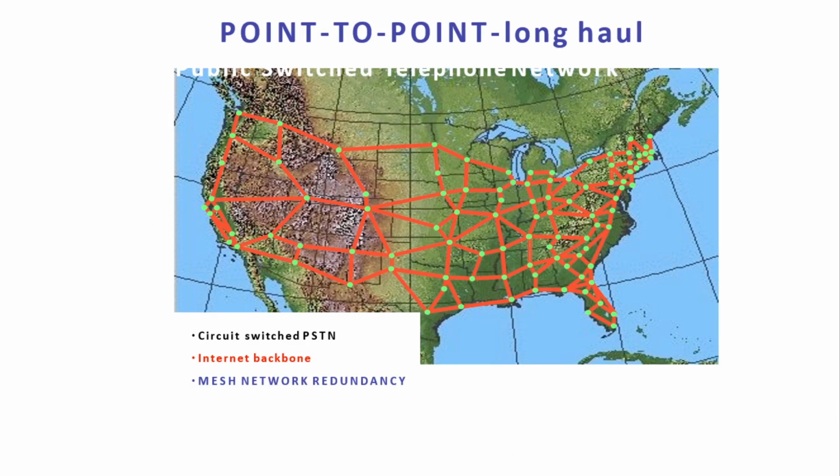See, point to point long haul: here it shows the circuit switch PSTN, internet backbone, mesh network, redundancy. Here this is a general map of the earth. If you observe, these are nothing but the network backbones, which are connected from the far end user to the first user. So in this way the network connections take place.